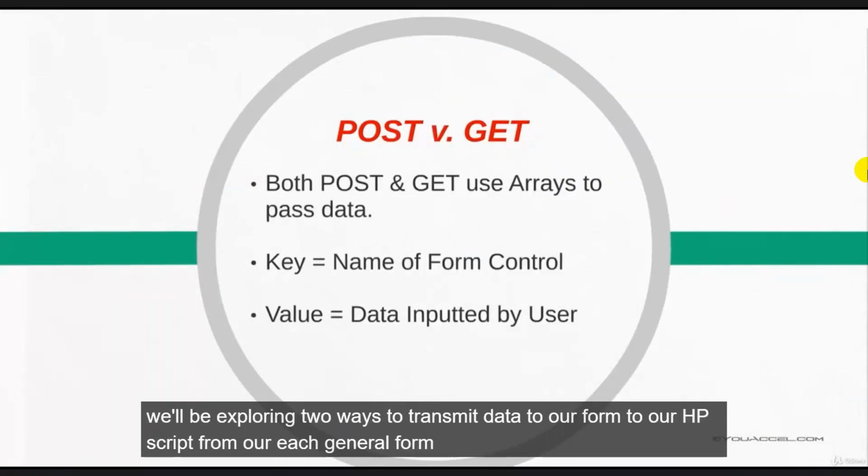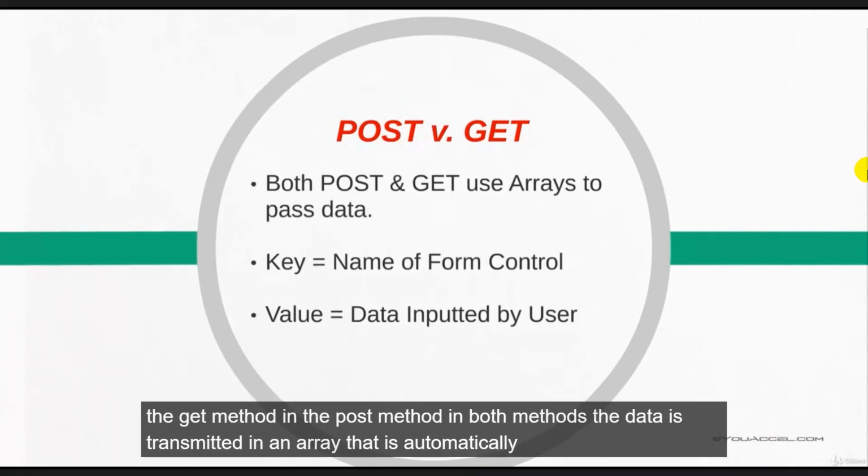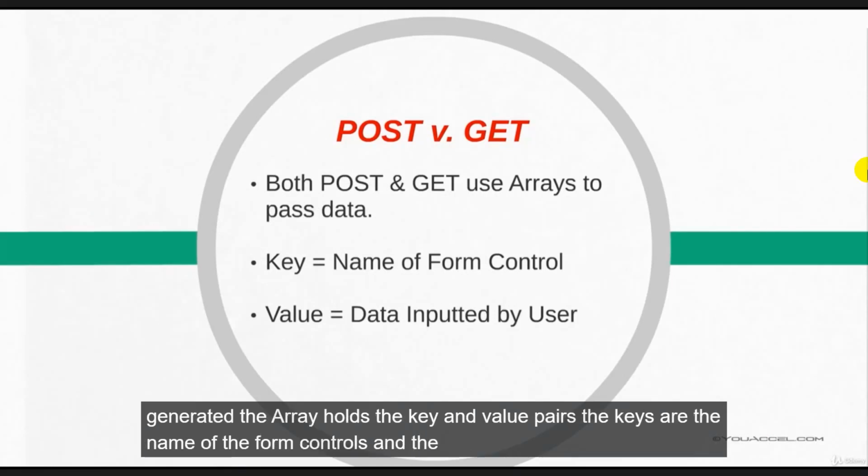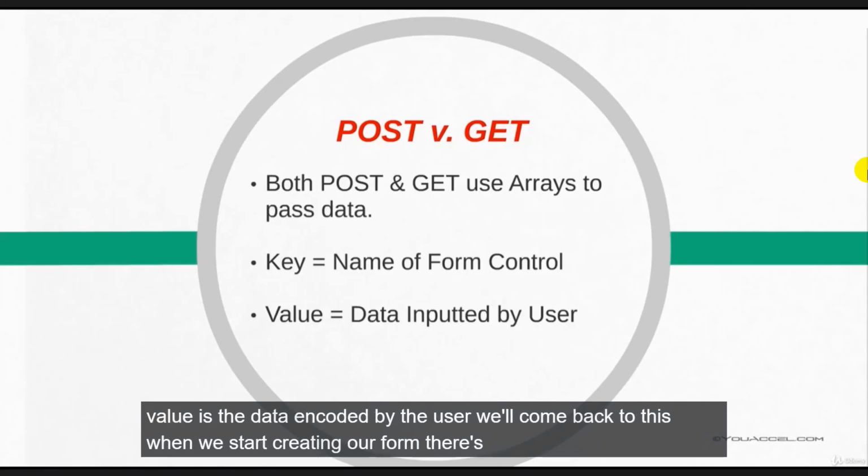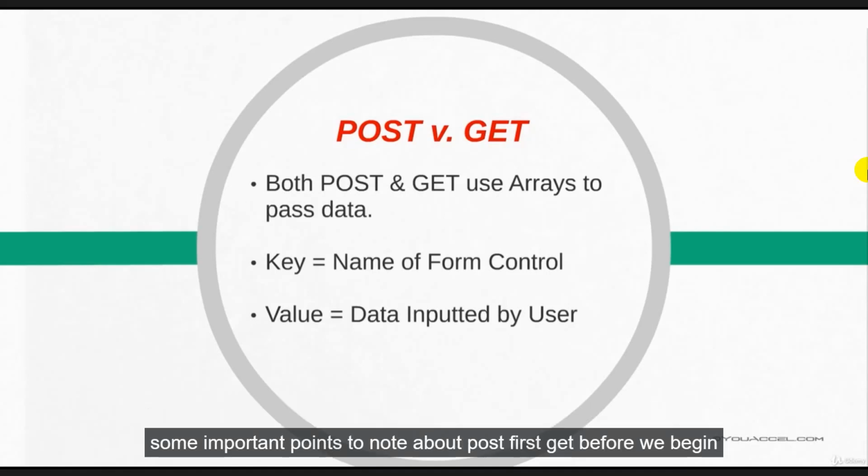We'll be exploring two ways to transmit data to our PHP script from our HTML form: the get method and the post method. In both methods, the data is transmitted in an array that is automatically generated. The array holds the key and value pairs. The keys are the name of the form controls, and the value is the data inputted by the user. We'll come back to this when we start creating our form. There are some important points to note about post versus get before we begin.